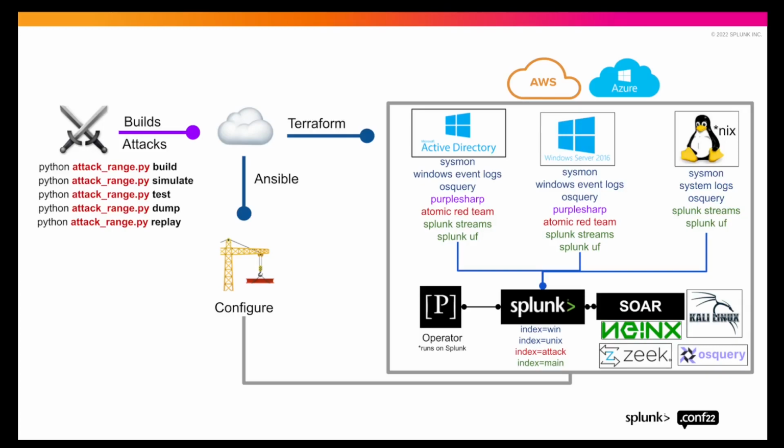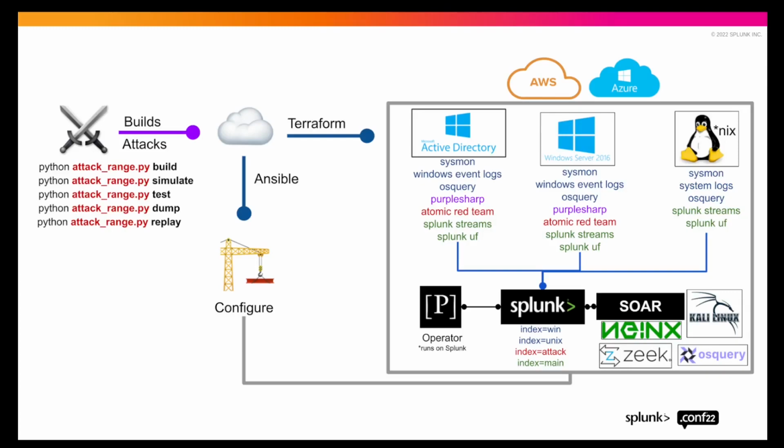The attack range uses two underlying technologies to accomplish its goal. One is Terraform to build the hosts and environment configured, and the other one is Ansible to configure and tie together the whole system. Finally, when building a range, we support AWS and or Azure clouds to host environments.